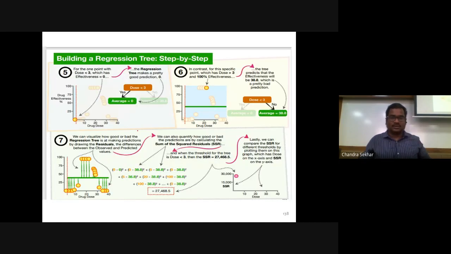So this is all the points. See, this is the point. For dose greater than 3, 100% effectiveness is there according to the data, but according to the decision tree, it is 38.8. So the data is 100, and 38.8 according to the decision tree. So this decision tree is not reflecting the points here. If that is the case, we compute the error.